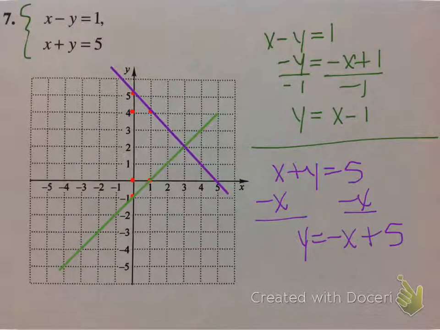And what we are looking for is the intersection point, because this is the point that they have in common. That is the solution. So the solution is the single point that makes both equations true at the same time, which will be the intersection point of the graphs. So it looks like I have (3, 2).